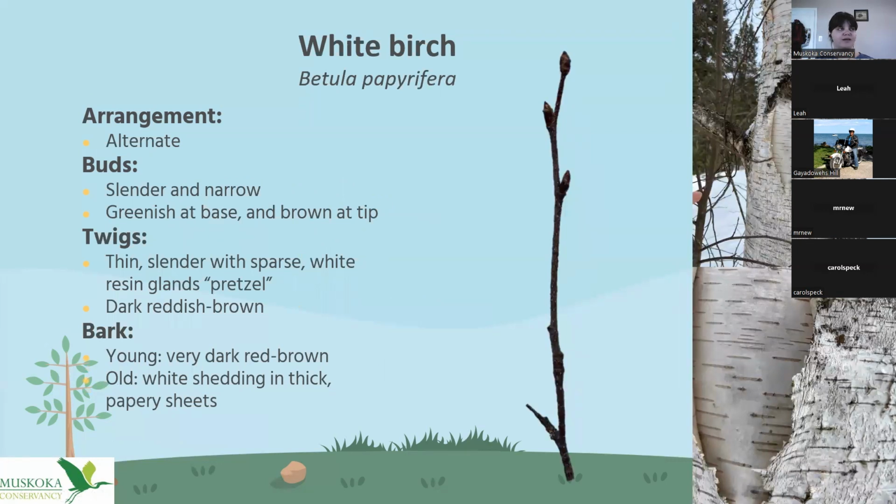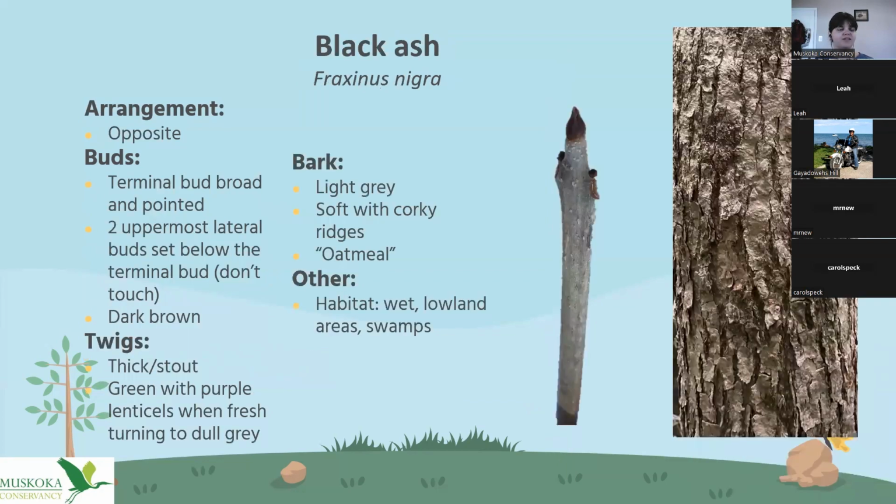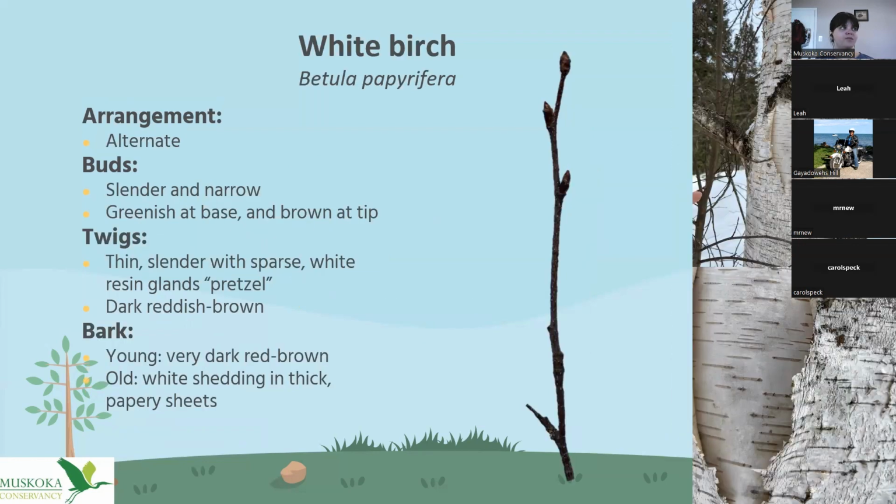And the way this is pronounced is Betula papyrifera for our white birch. And I think I forgot to mention the scientific name for black ash, which is Fraxinus nigra. Okay, back to white birch. So as mentioned, it is alternate in arrangement. The buds are quite slender and narrow, and it's a little bit difficult to see, but they have a greenish color at the base and they get more brown at the tip.